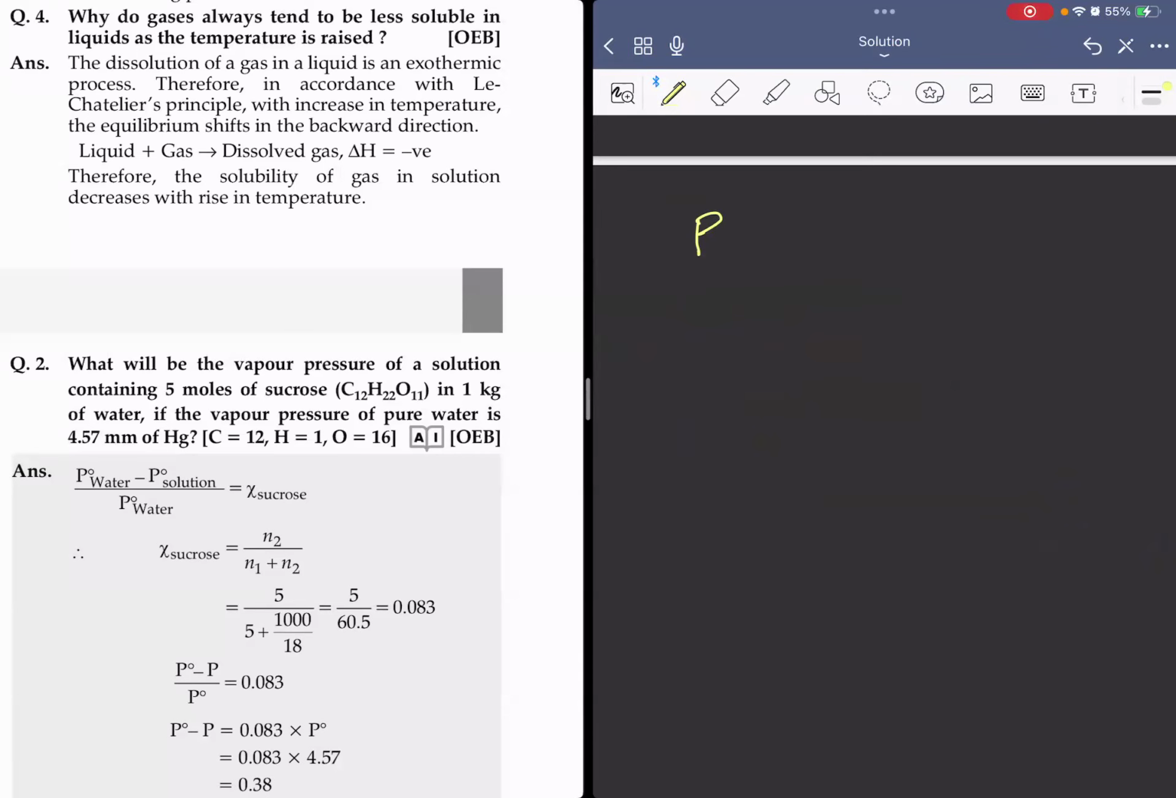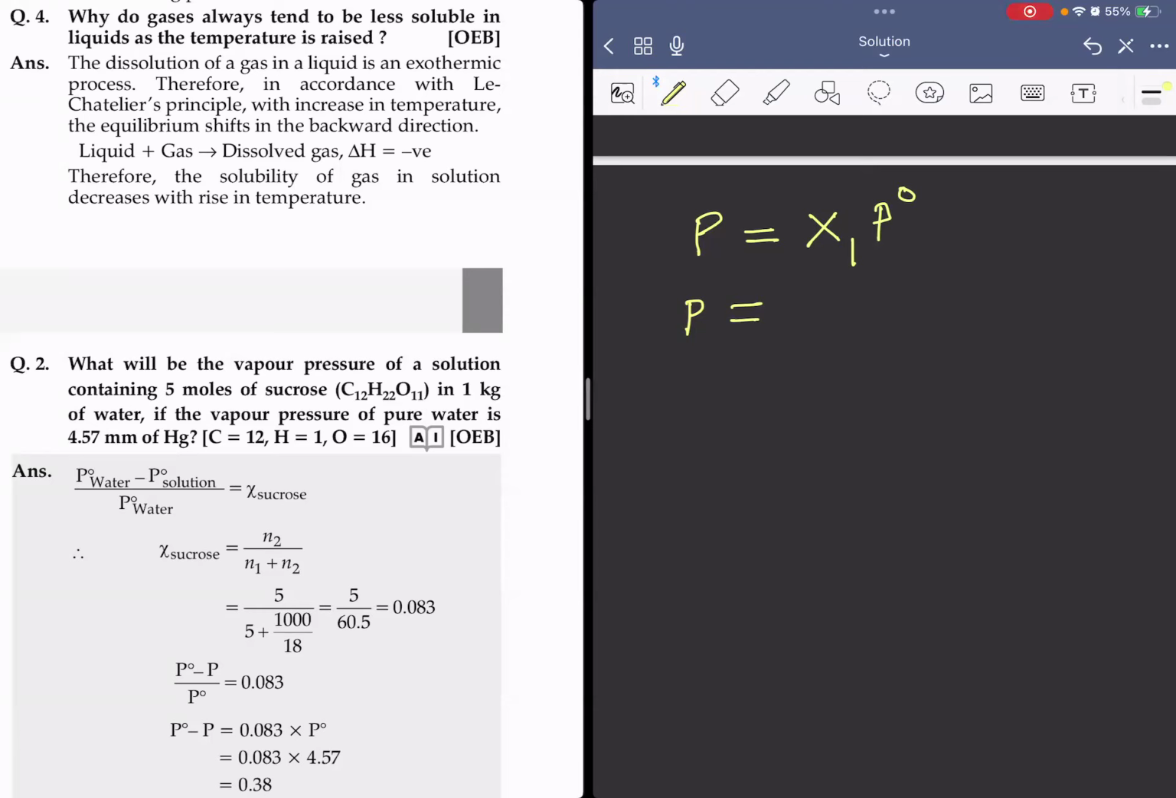So what was the formula for vapor pressure of a solution? Vapor pressure of a solution is given by the product of mole fraction of the solvent, remember, because even in a solution, it is the solvent which is forming the vapor. So you've got to take the mole fraction of the solvent, which you write as X1, into the vapor pressure of pure solvent. Now, the mole fraction of solvent is not given. Do we have mole fraction of solvent? No.